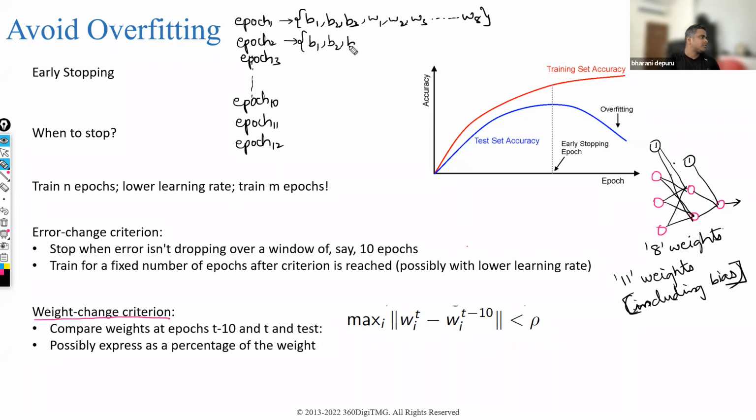All these three biases, and you'll have all the weights. In that way, for all epochs, you'll have them. Say for the 10th epoch also, V1, V2, V3, W1, W2, until W8. And for this also, you'll have so on and so forth.